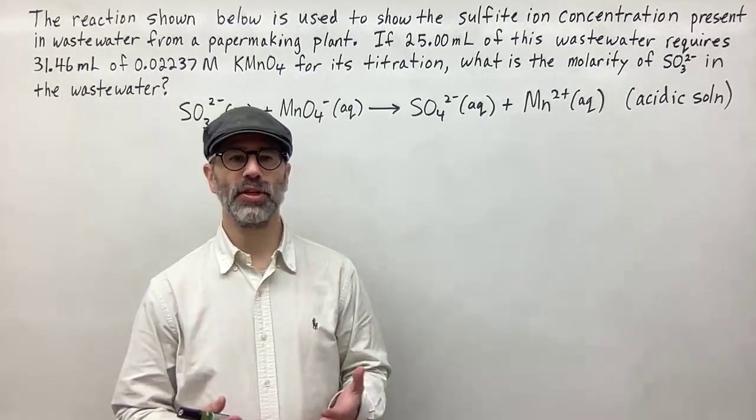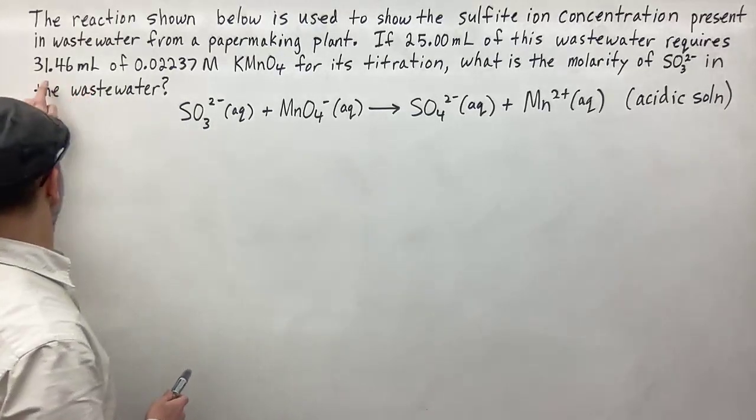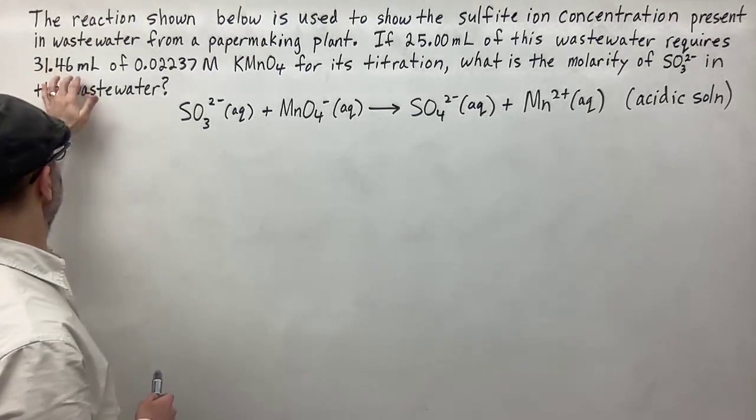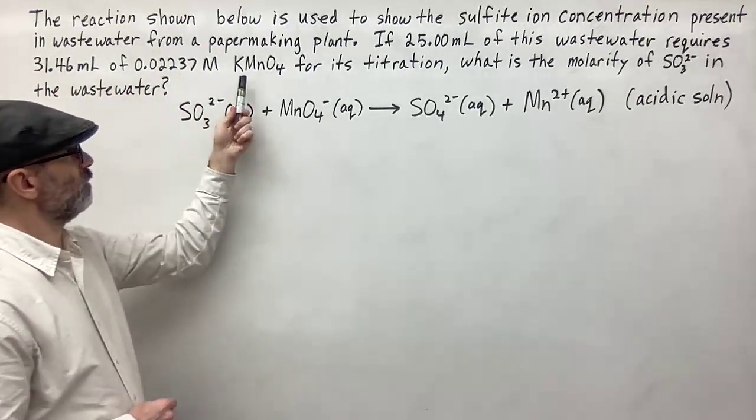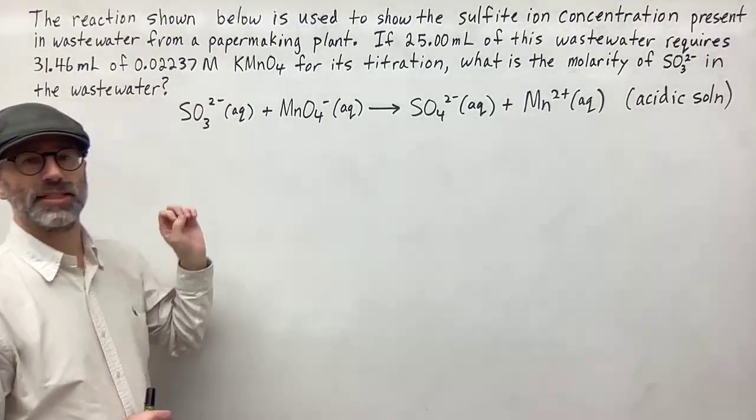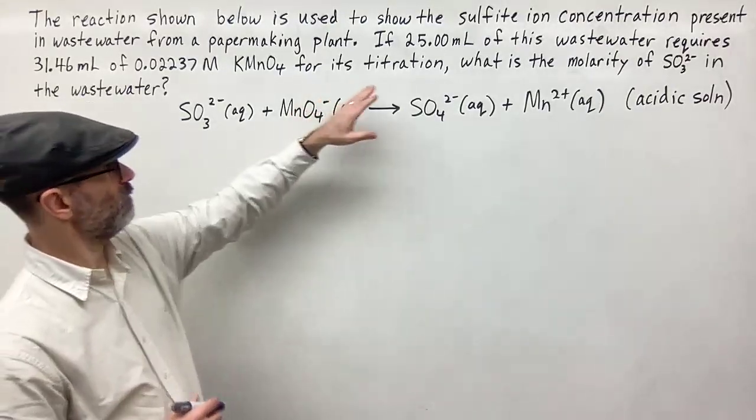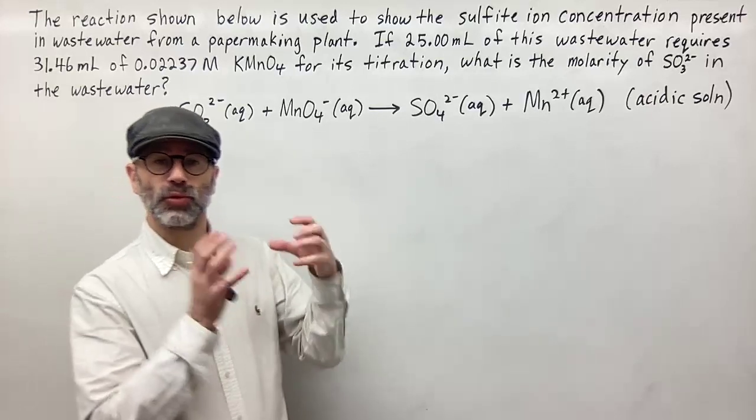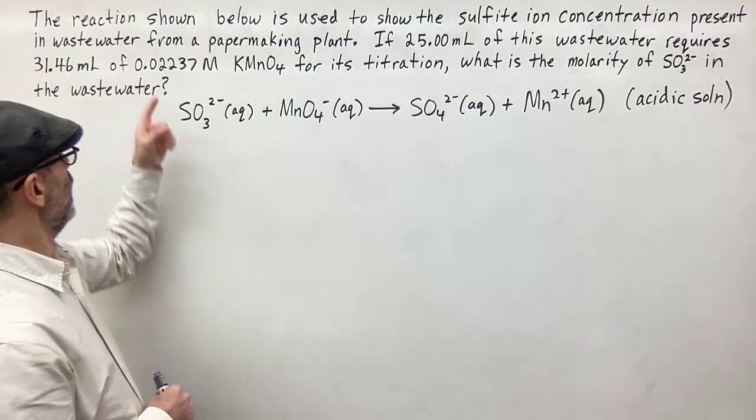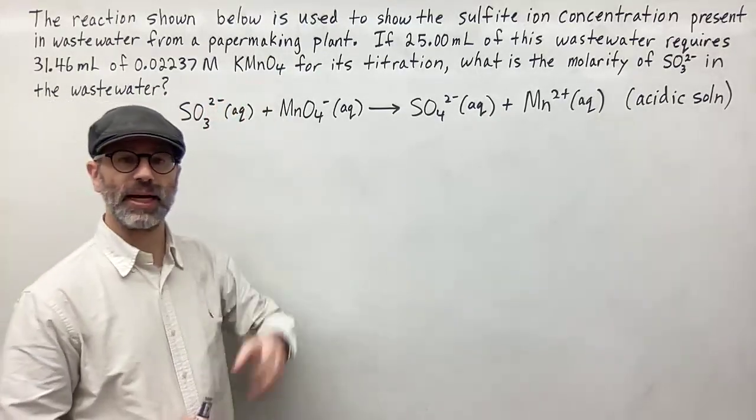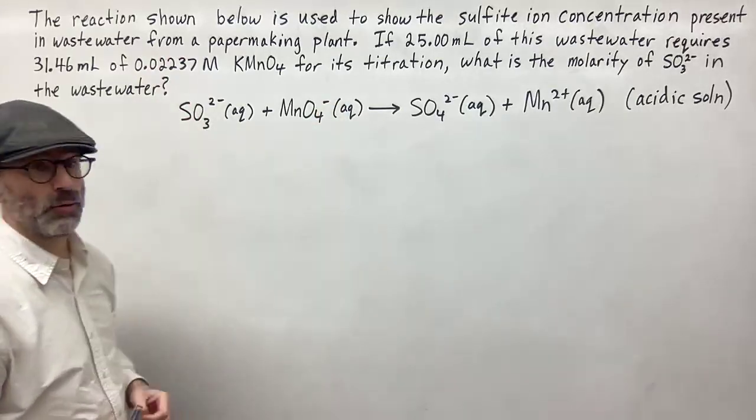So what they're asking for is what are they giving us? They're giving us the 31.46 milliliters of a certain molarity. So we have a molarity of KMnO4 that's being used to titrate a certain amount of wastewater, so 25 milliliters. You've got your 25 milliliters in your Erlenmeyer flask. You've got the KMnO4, the potassium permanganate solution, in your burette. It's got this molarity. We're going to titrate it.